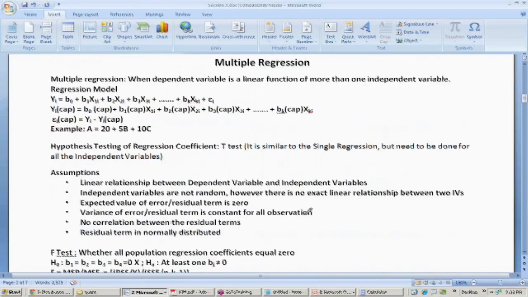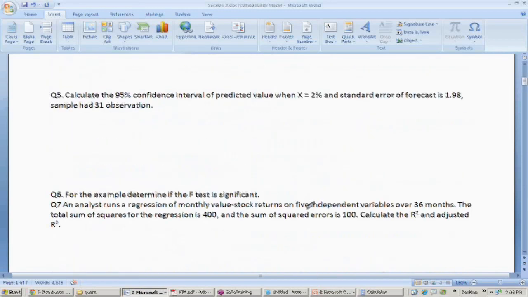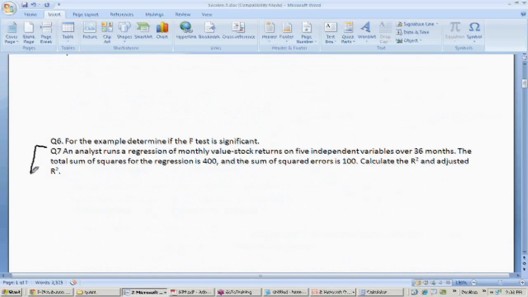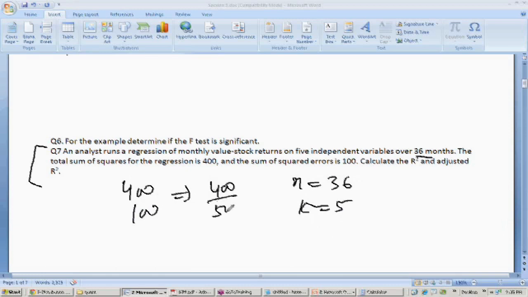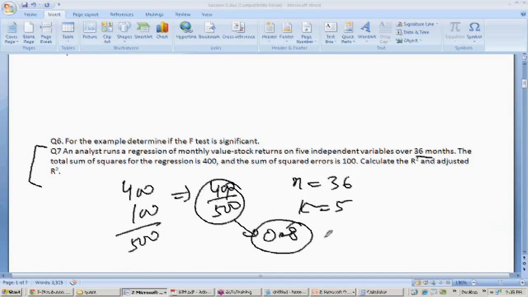So let's see this. I had given a problem. I think I had one problem for you guys. How much would it be? So runs are for 5 independent variables, so you have k equal to 5. 36 months, so it's monthly, so your n is 36, k is equal to 5. The total sum of square regression is 400. Error is 100. Your r square simply would be 400 divided by 500, because total is 500. So this would be 0.8, or 80% is your r square.